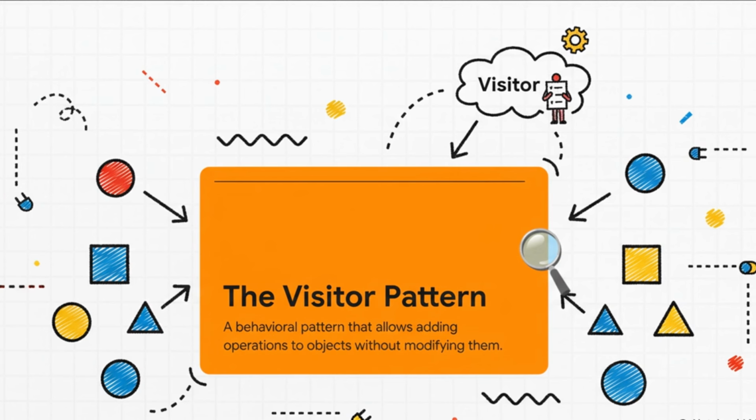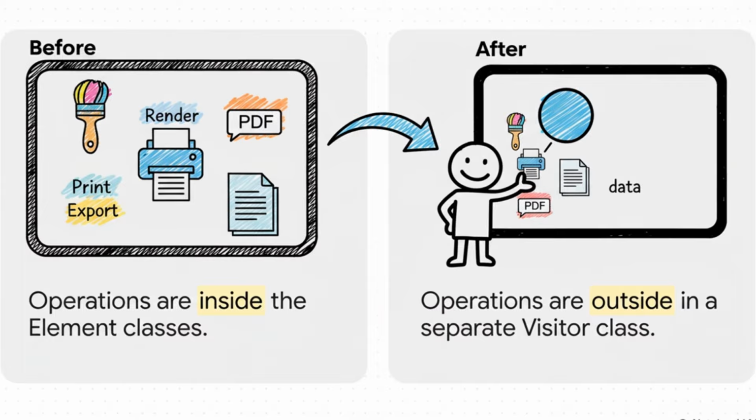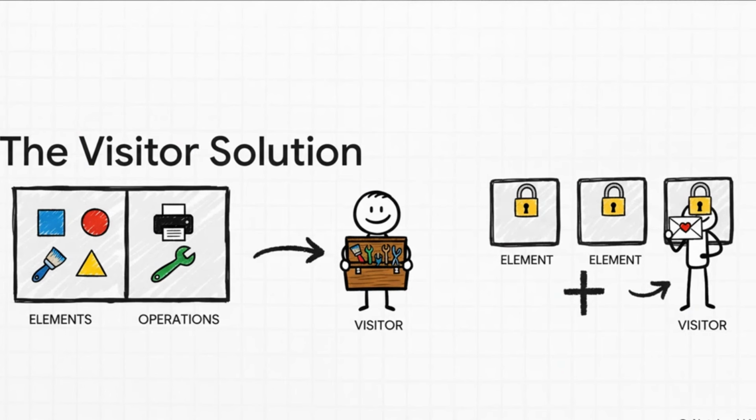It's an incredibly clean solution to the exact problem we've been talking about. What's great about this is you can see the fundamental shift in thinking. The old way, operations are stuck inside the element classes. With the visitor pattern, we completely yank that logic out and put it into its own separate visitor class. So you end up with a render visitor, a print visitor, and when you need that new feature, an export to PDF visitor. And just like that, all of our earlier problems, they're solved.